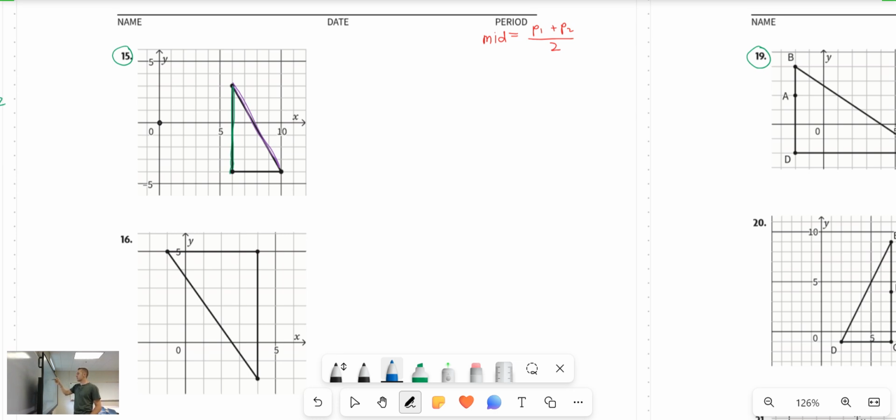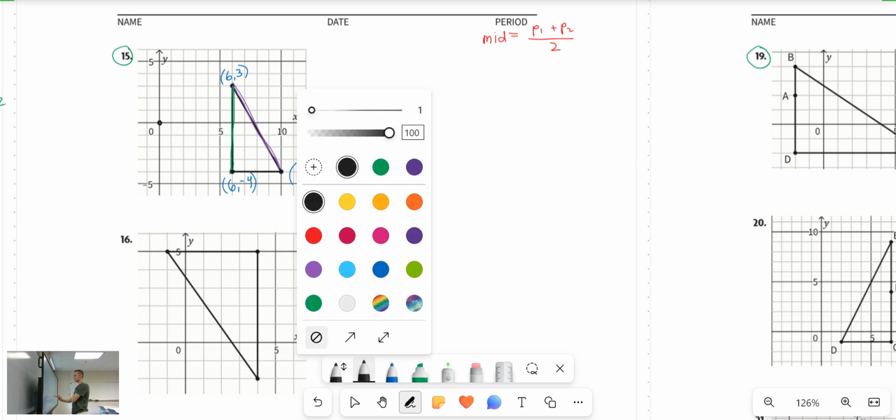This should be 6 comma 3. This top point should be 6 comma 3. The bottom point, the bottom left, should be 6 comma negative 4. And the bottom right should be 10 comma negative 4. There we go, 10 comma negative 4. So those should be our 3 points. There we go. Now we will go back.